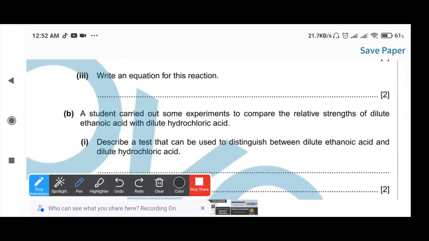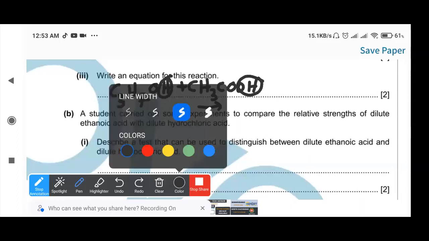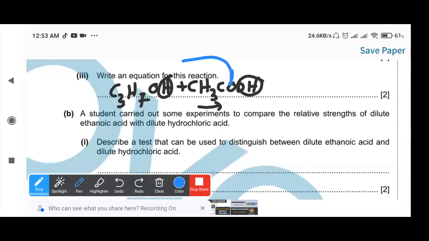The alcohol is propanol, C3H7OH, and the acid is ethanoic acid. So CH3COOH. This will give: H goes from here and OH goes from here, and this O and this O join. So you get CH3CO, then let's write this O and the rest of the part C3H7 along with H2O.